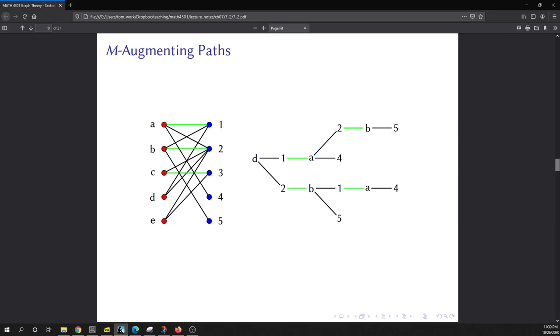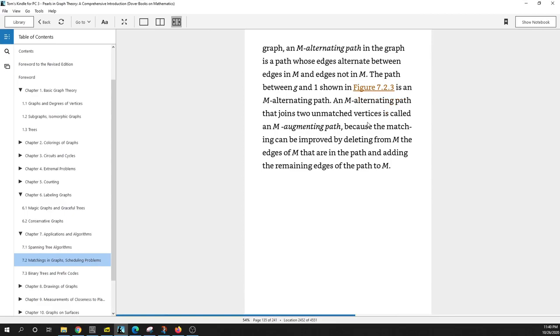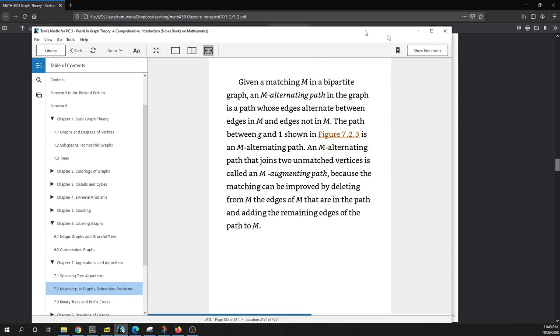All right, so the next definition is for M augmenting path. So an M alternating path that joins two unmatched vertices is called an M augmenting path, okay? So an M augmenting path is an M alternating path that joins two unmatched vertices.